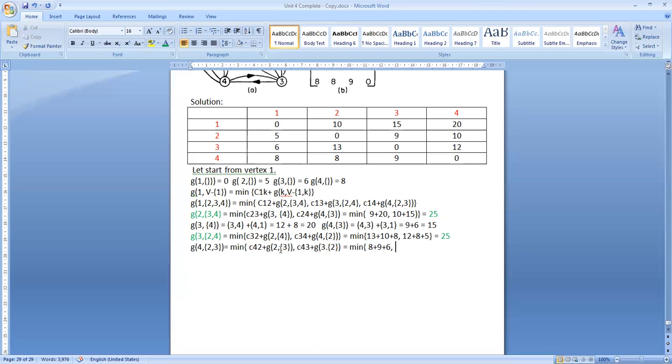comma similarly 4 3, it is 9, 9 plus what is this, G of 3 comma 2, from vertex 3 go to the vertex 2, from vertex 2 go to the vertex 1. So 3 2 and 2 1 path, 3 2 it is 13 plus 2 1 path, it is 5.